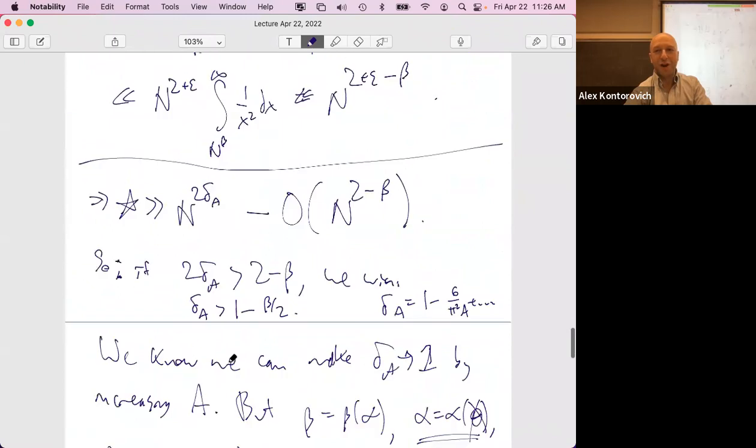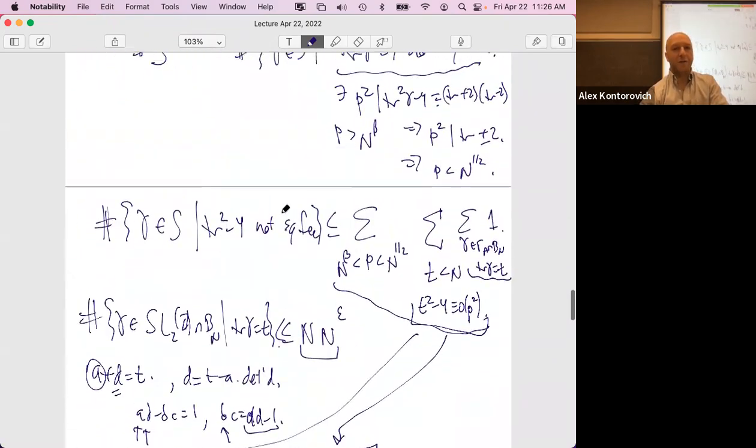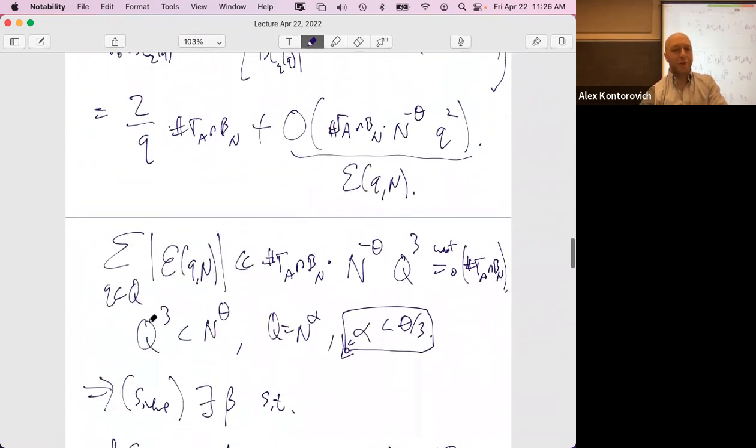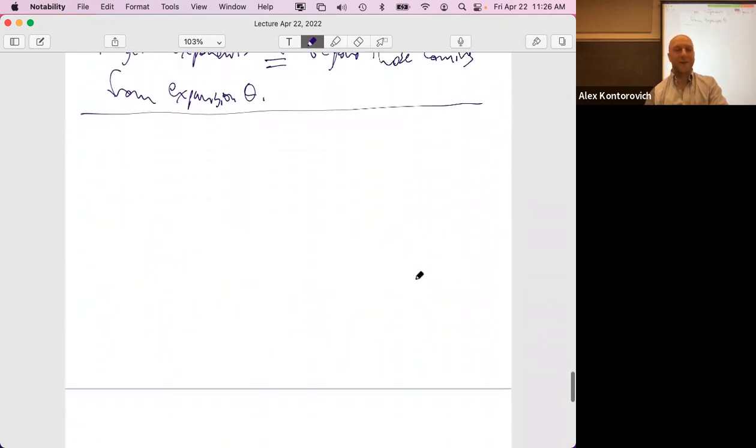Okay, so let me try in the next 15 minutes to give you some hints as to how you handle this. And alpha was controlling the kind of power savings we were getting? That's right. Alpha is how large a Q you can take and still have all of the errors add up to less than the main term. So you want to be less than the main term, less than the total number of points. How large can you take that theta? Right.